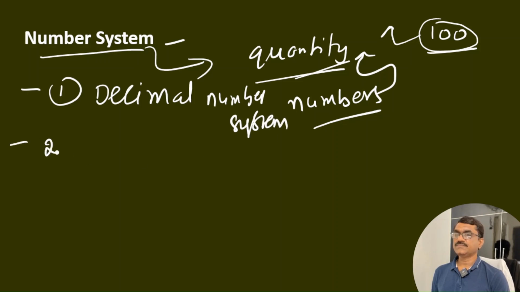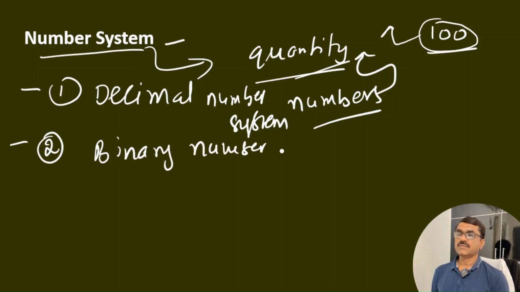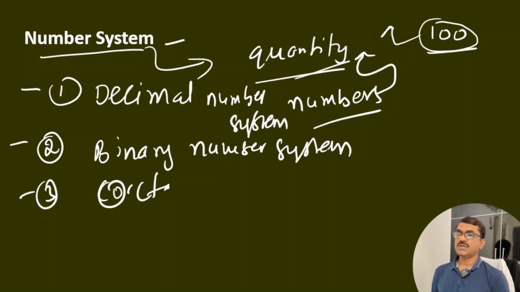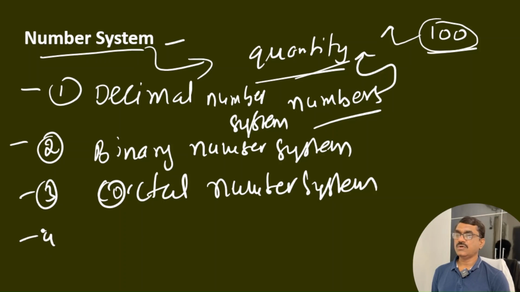And the second one, binary number system. Next, the third one, octal number system. And the fourth one we are going to talk about is the hexadecimal number system.